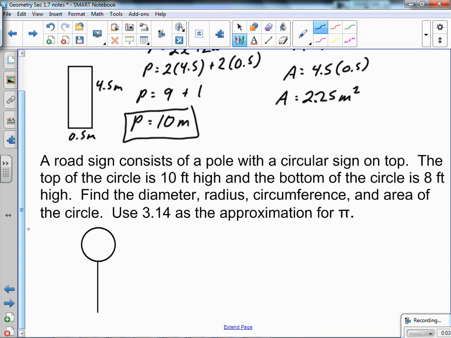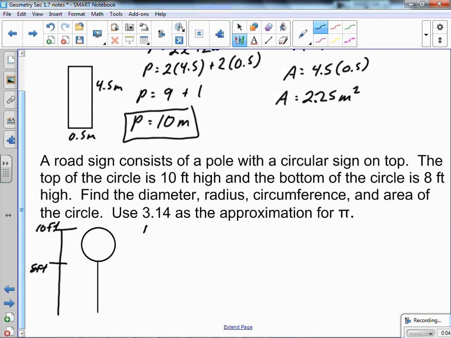Alright, next example says a road sign consists of a pole with a circular sign on top. The top of the circle is 10 feet high. And the bottom of the circle is 8 feet high. So top of the circle is 10 feet, bottom of the circle is 8 feet. We want to find the diameter, radius, circumference, and area of the circle, and then use 3.14 as an approximation for pi, or in other words, when we multiply by pi or use pi in a formula, we're going to use 3.14 for that value.